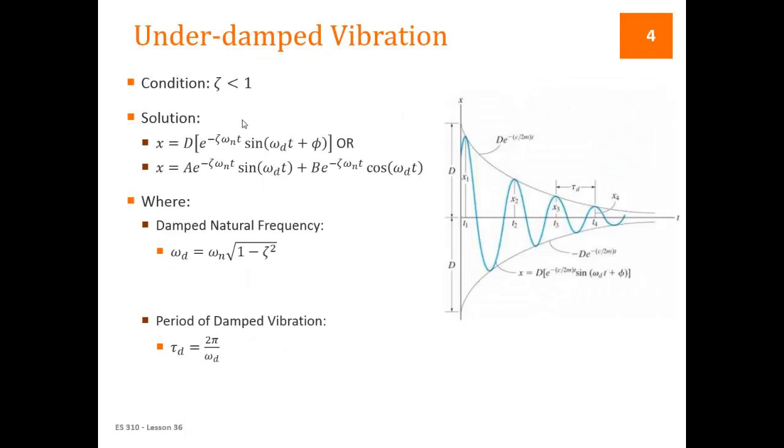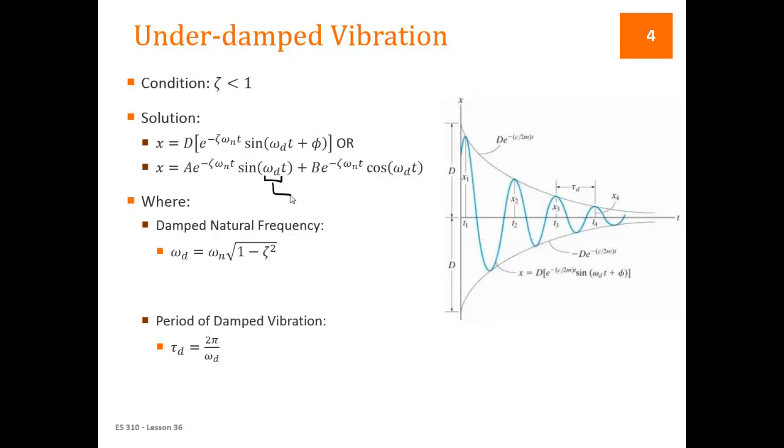The condition, once again, is that zeta is less than 1. The solution, in two forms, is d, some unknown coefficient that we would need to identify from the initial conditions, times e to the negative zeta omega n t times the sine of omega d t plus phi. We can also write that out, instead of using phi, using a sine term and a cosine term. And once again, we would find a and b, or d and phi, using initial conditions the same way we did before.